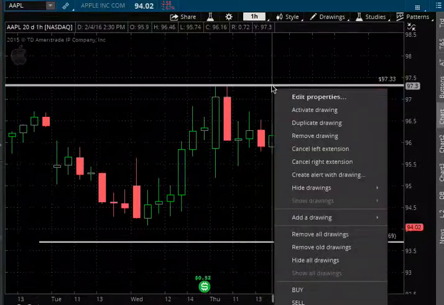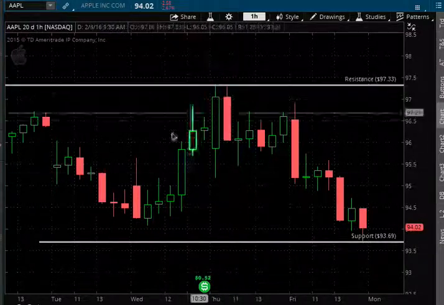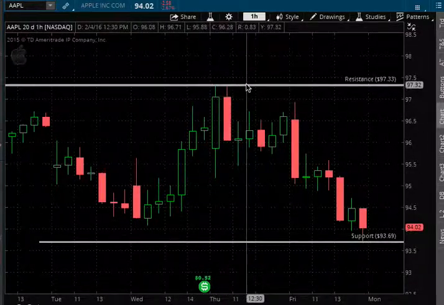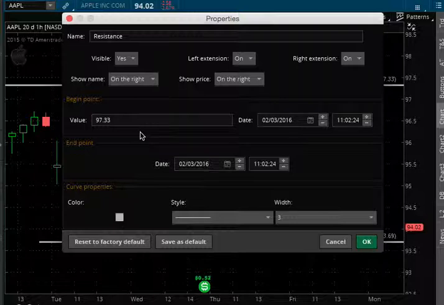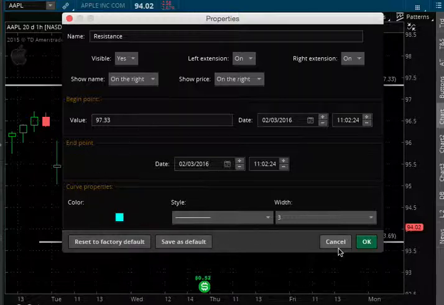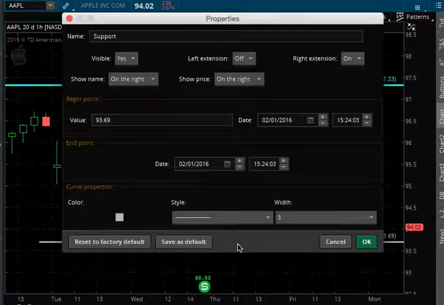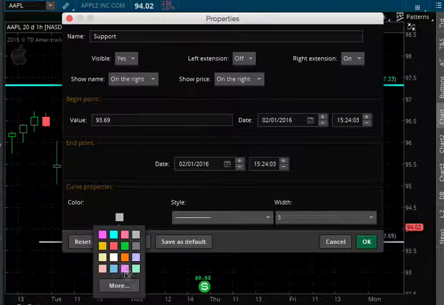We're going to change this one to our resistance level, and I'll explain why. We want it to show on the right side, with 3 in width. Now let's say you wanted to get jazzy with it. You didn't like the white colors. You can always change the colors to match your personality. Let's make our resistance level blue. Make our support level, let's say, red.